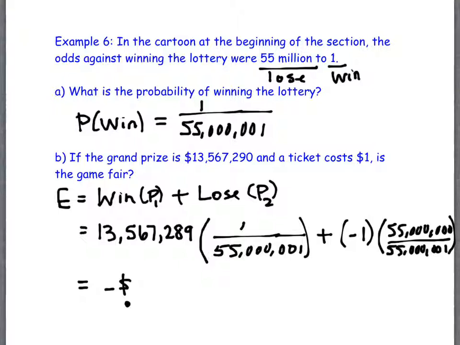I hear lots of clicking. What did we get? -0.75. That's right. Did everybody get -0.75?